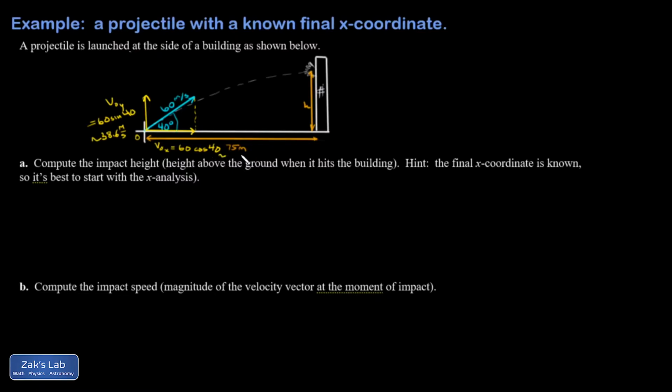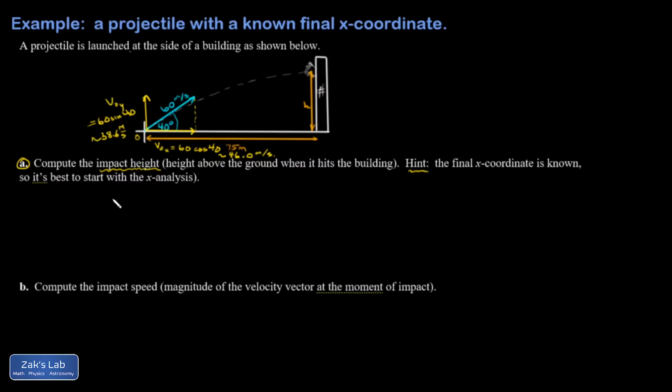The x component, 60 cosine 40, is going to be 46.0 meters per second. And then as it says here in part A, I want to compute the impact height, that labeled h in the diagram, but I gave a hint. The final x coordinate is what's known here, so it's best to start with the x analysis of the problem.